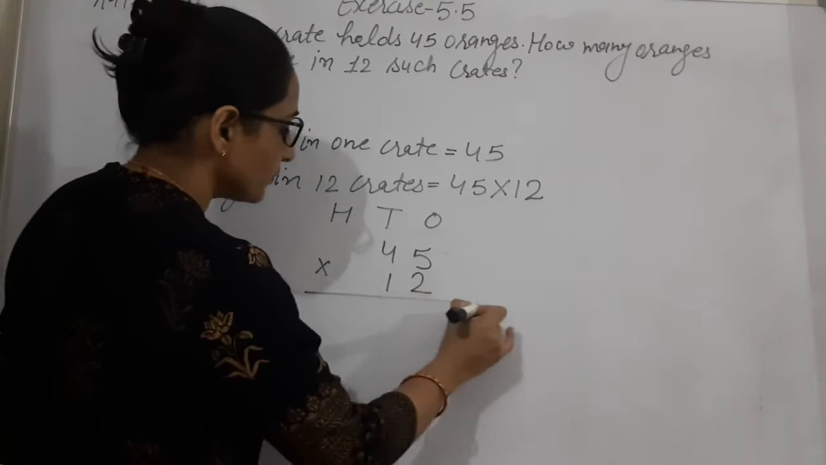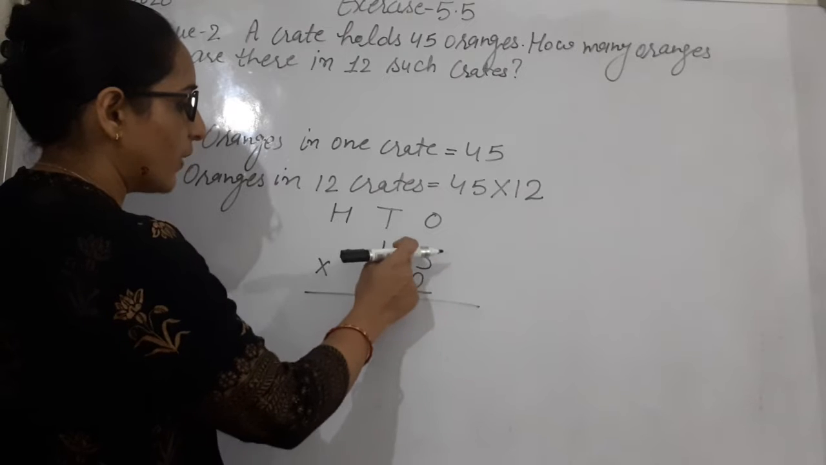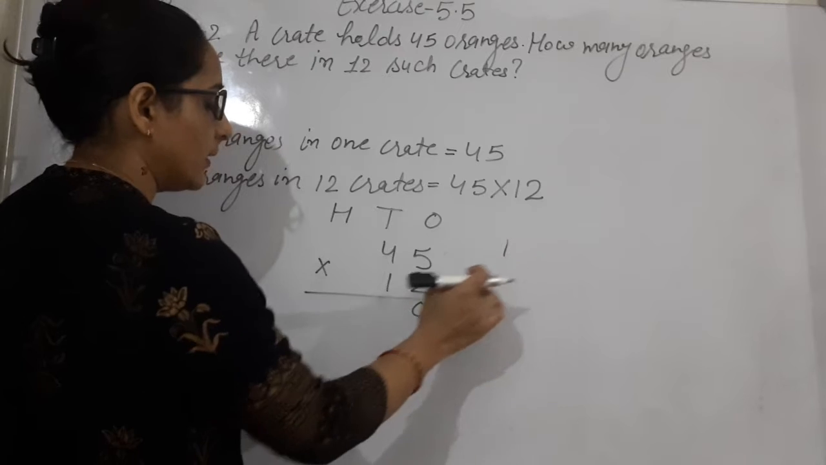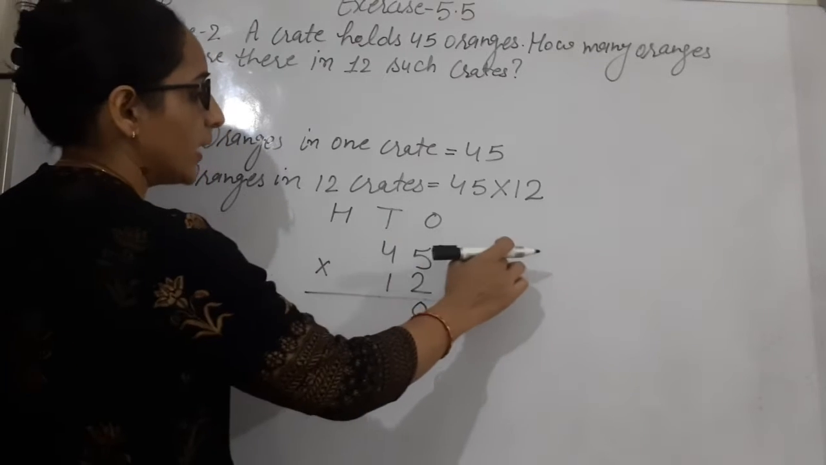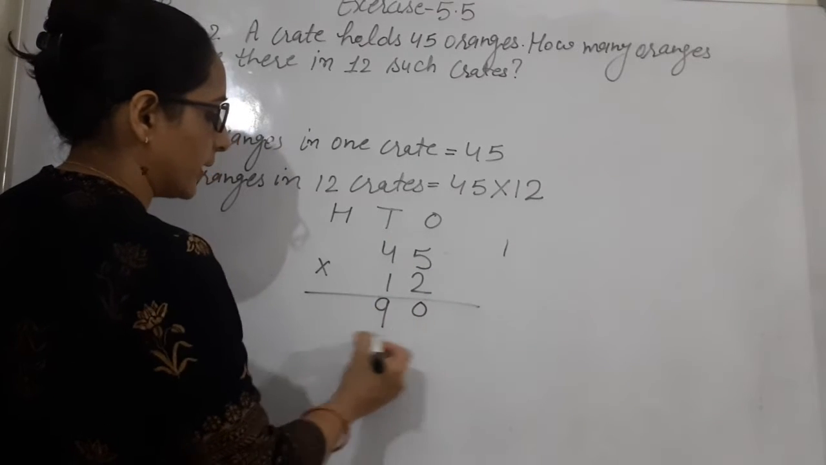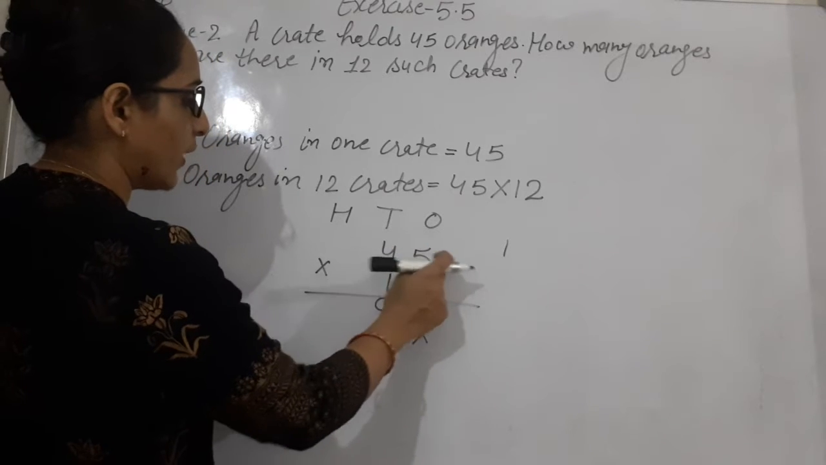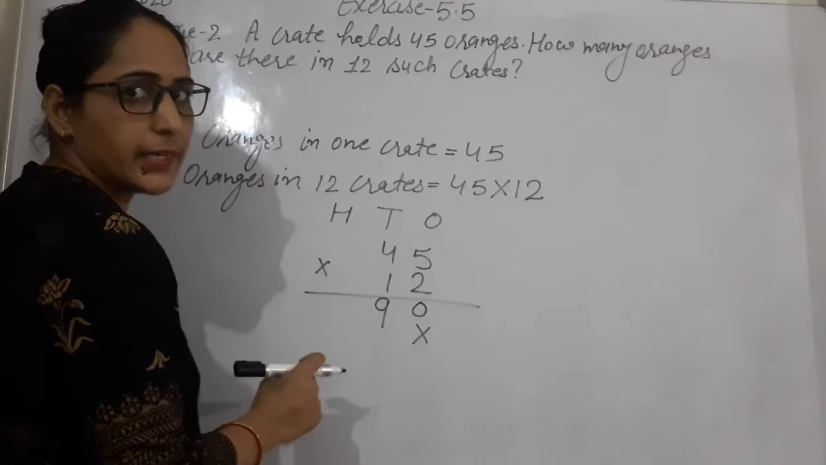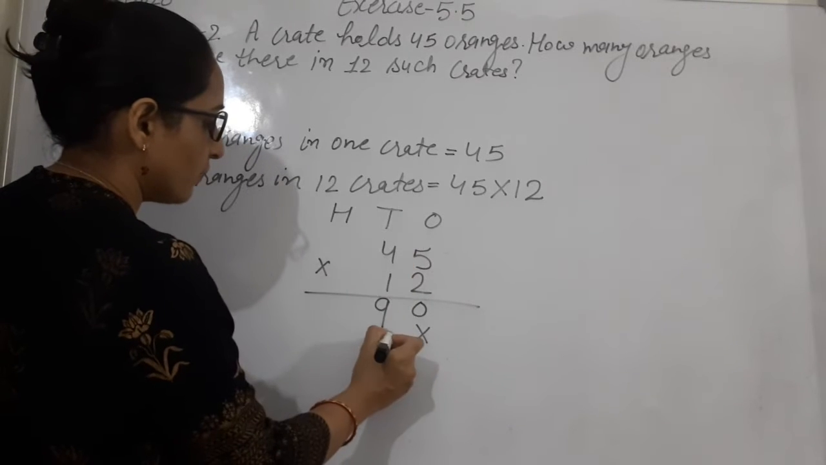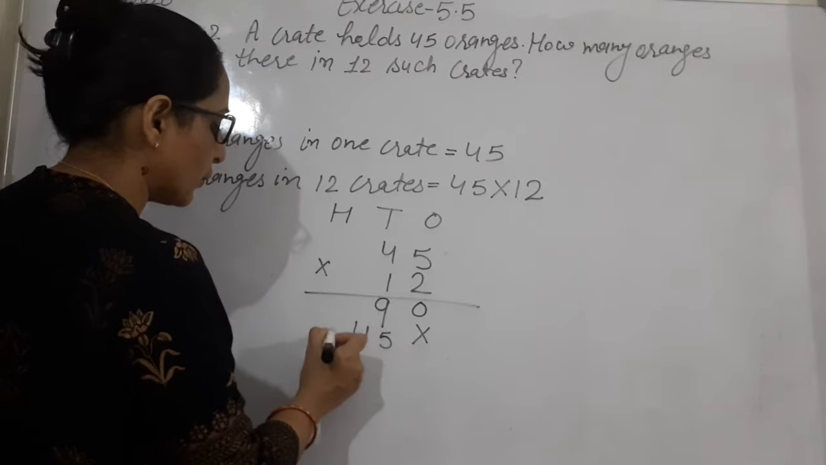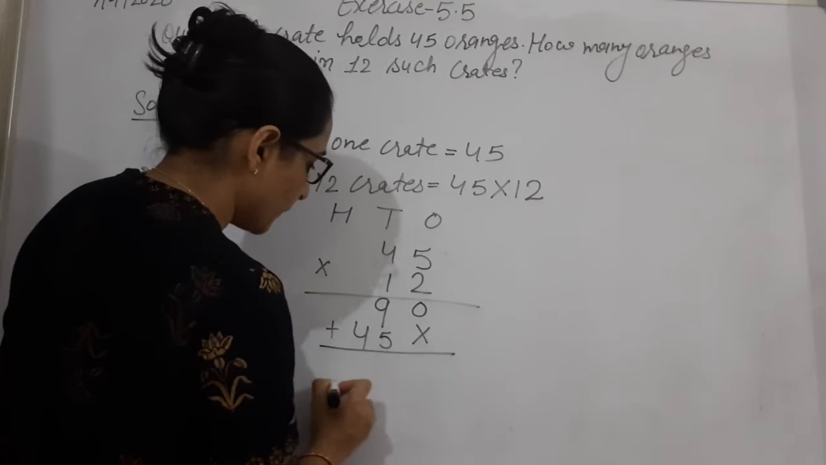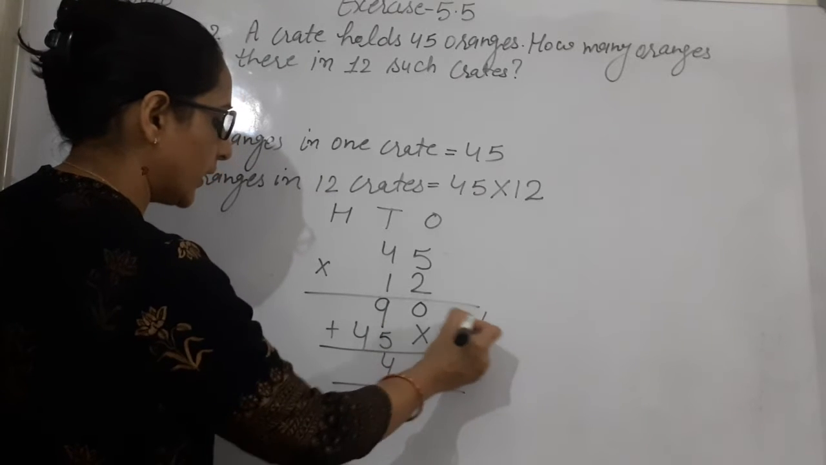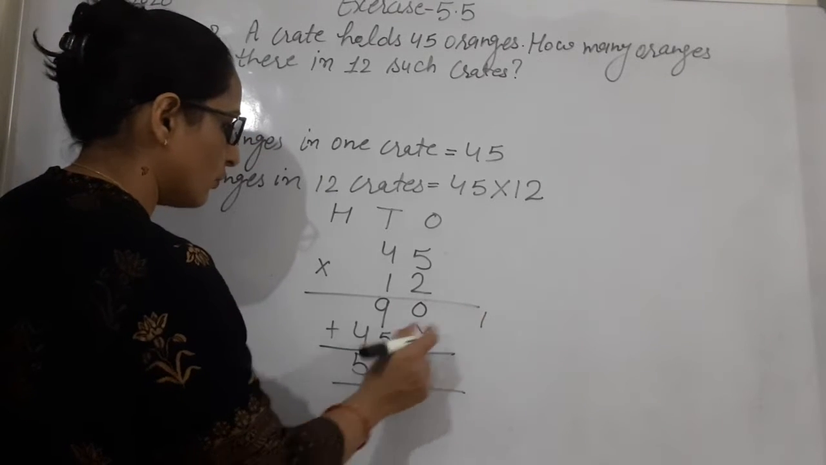Clear? Now 2 5s are 10. We write 0 and 1 as carry. 2 4s are 8. 8 plus 1, that is 9. Now multiply 45 by 1, and we know when we multiply any number by 1, the number itself we get here. 1 5 is 5 and 1 4 is 4. Now add both the numbers. It's 0. 9 plus 5 equal to 14. 1 carry. 4 plus 1 equal to 5.